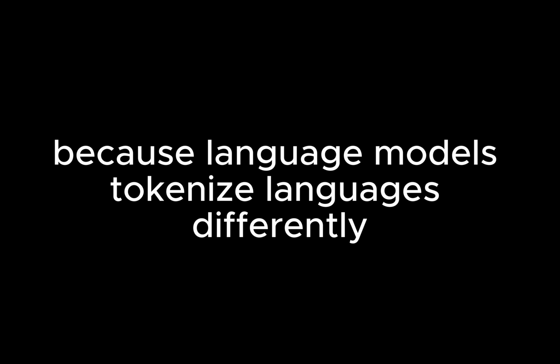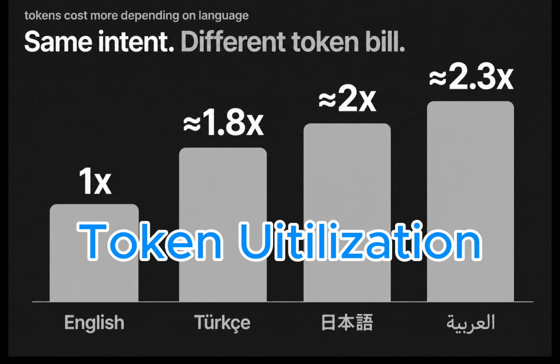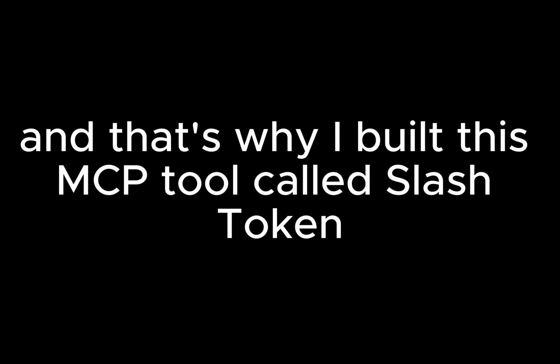AI shouldn't cost more just because you speak a different language, but because language models tokenize languages differently, equivalent prompts can have very different costs. And that's why I built this MCP tool called SlashToken, and it's a multilingual gateway that checks whether a prompt can be safely converted into a more token-efficient form before it even reaches the model.